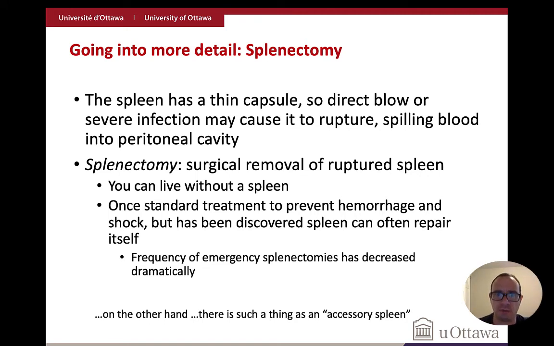And so when you have a spleen that is injured, it can be removed. Often it was the case in the past that if you had an injury to your spleen, you just removed the whole thing. Now it's been discovered that really the spleen has a remarkable capacity to kind of remake itself. Okay, so it can often repair itself. And so the frequency with which a spleen is completely taken out changes dramatically. Another interesting little bit of trivia here is that there's something called an accessory spleen. So some people have a second little small organ, about the size of a quarter, for example, that almost serves as a secondary spleen site, okay?